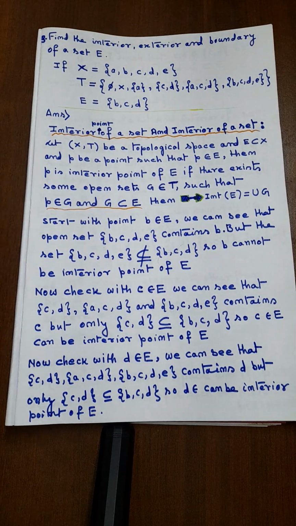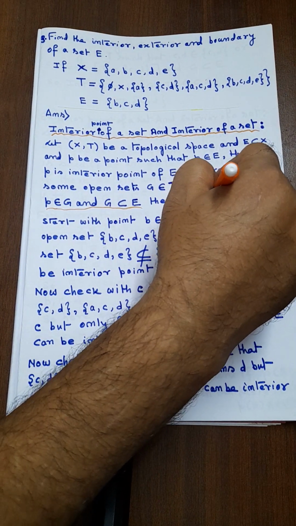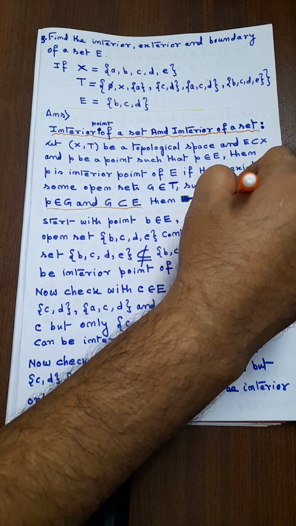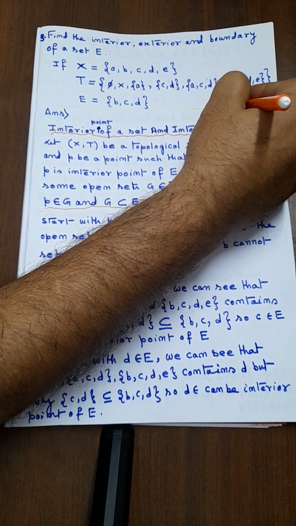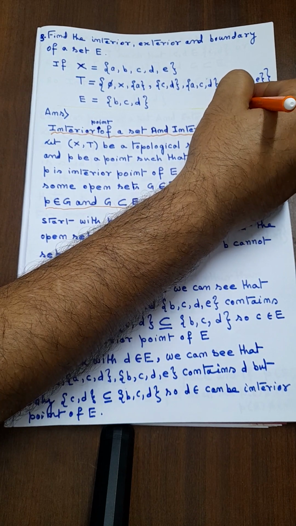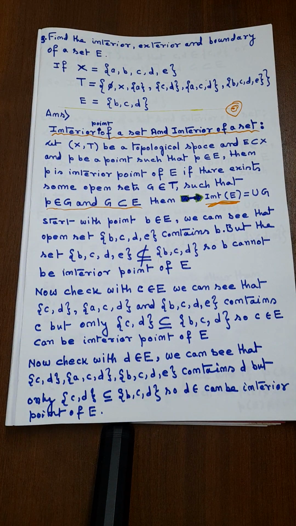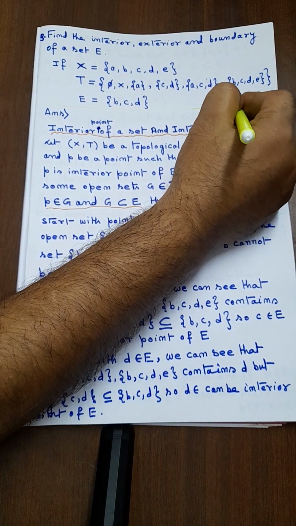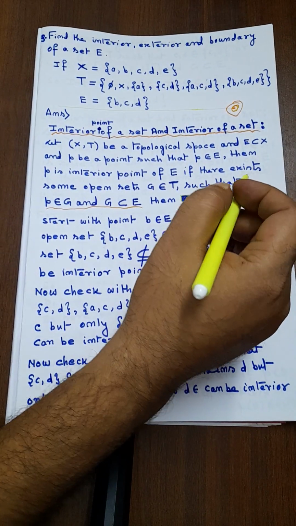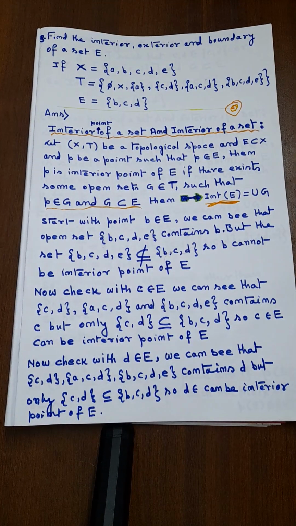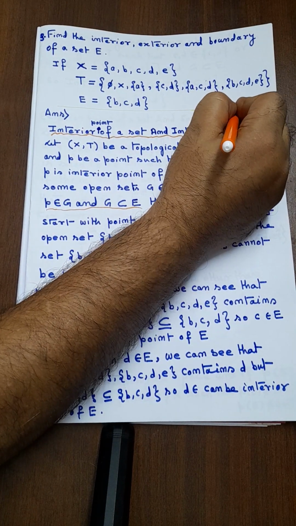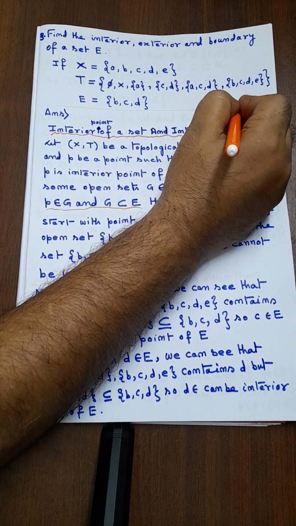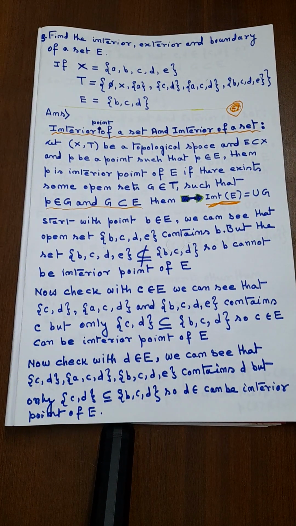Then we say that this is an interior point of the set. The interior may be the whole region, and it may contain many more points. It is not only one point. Whatever point lies within the interior will be called an interior point.